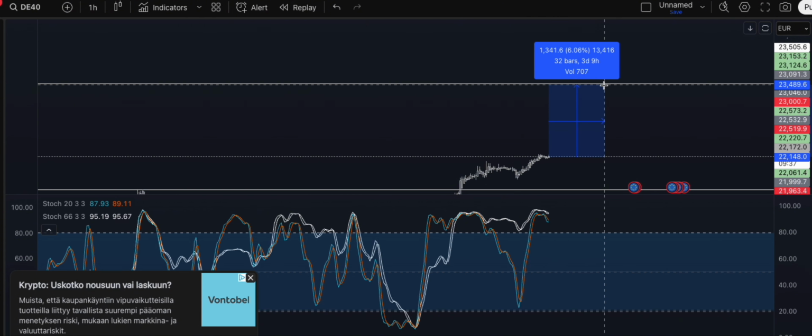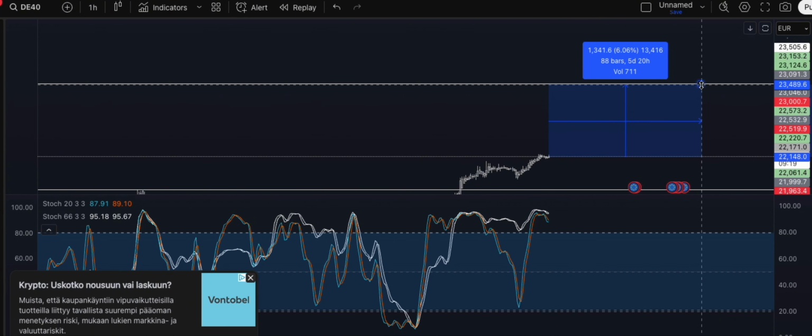From 22,148 to the top of the range, some 32 bars, 6% possible gain if it proves to go to the top of the range within 3 days, within today, within next week.